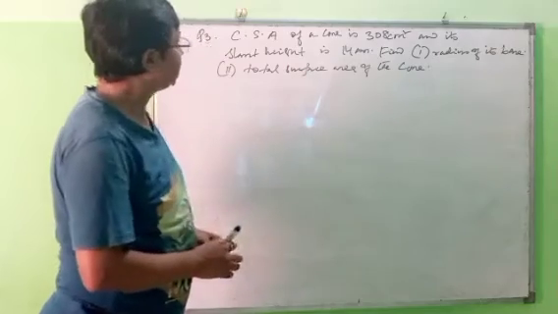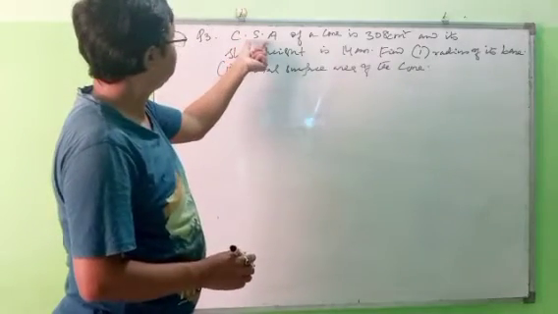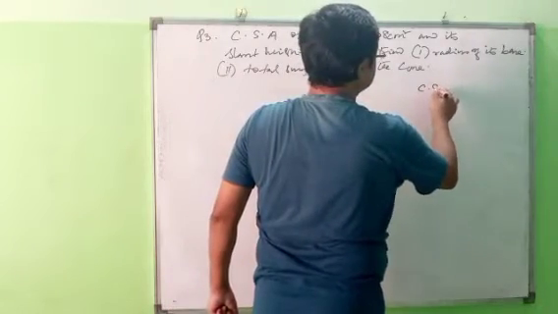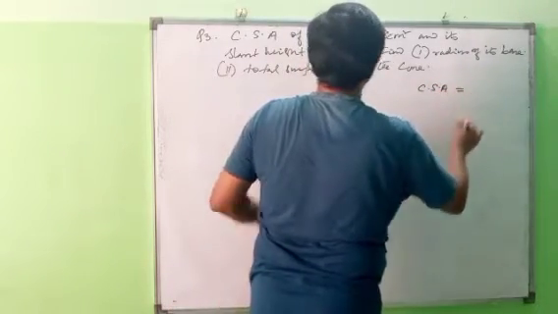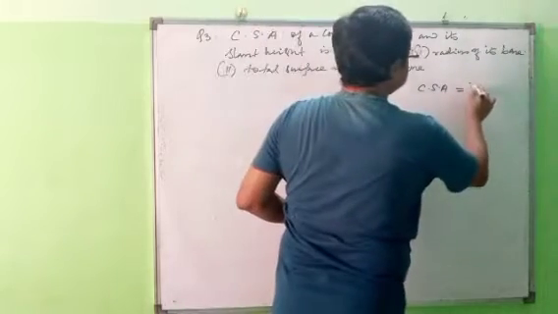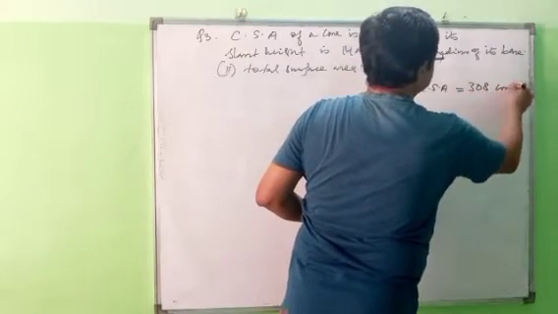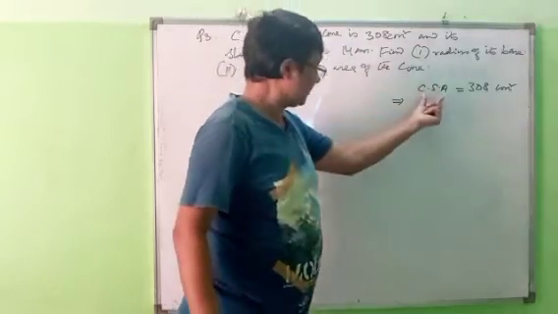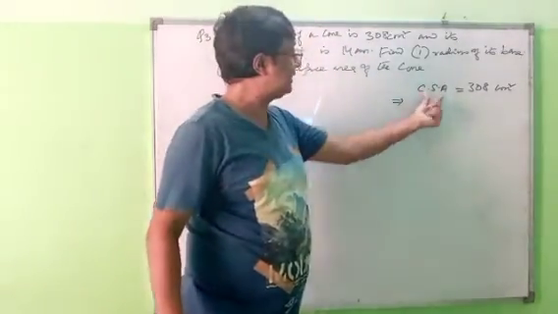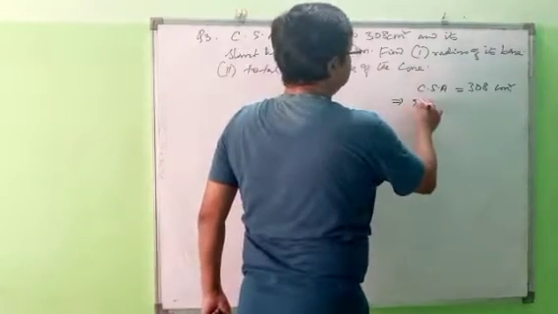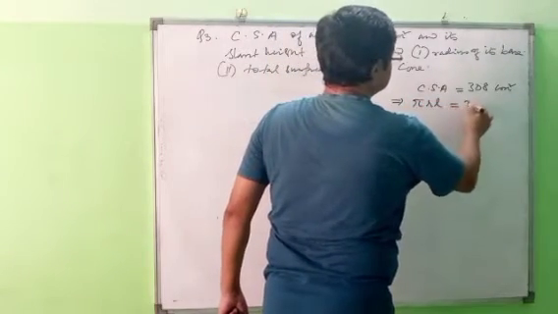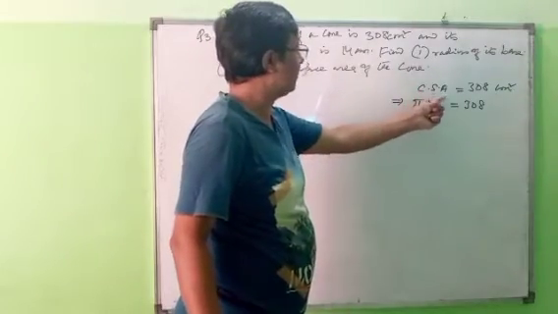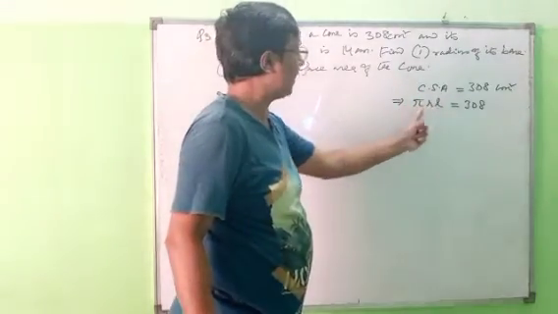So now let us take here they have given the curved surface area of the cone. It is given 308 centimeters square. The curved surface area of a cone is given by pi RL. So pi RL equals 308. So this is the formula for the curved surface area of the cone, given by pi RL.